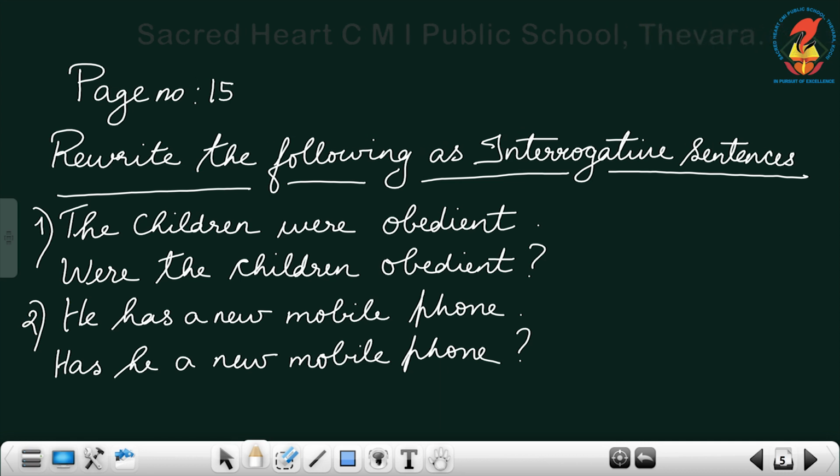The first one, the children were obedient. It is a sentence, a statement. The children were obedient. How do we change that? Yes, the word were should be placed before the subject. The children is the subject. So, were the children obedient? and a question mark to make it an interrogative sentence. Okay, so were should be written here. Were the children obedient?